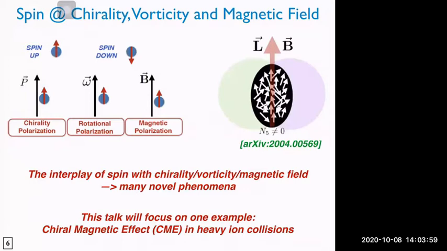Spin is a very interesting quantum property. If you don't measure it, if you don't look at it, it can be in any direction. But if you provide an external probe like chirality, vorticity, or magnetic field, it will be polarized along that direction. That's the way people have been playing with spin all the time, dating all the way back to the beginning of quantum mechanics, like the Zeeman effect, and then condensed matter, paramagnetism, and all that. People have had a lot of experience in how to play with and probe the spin.